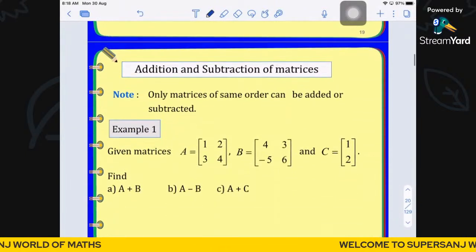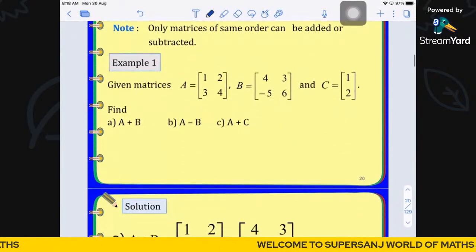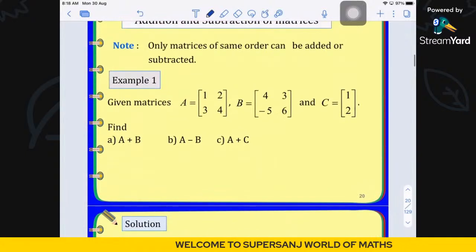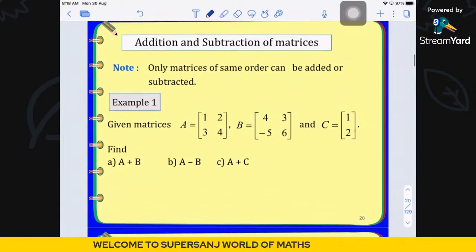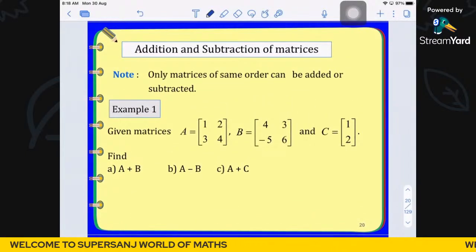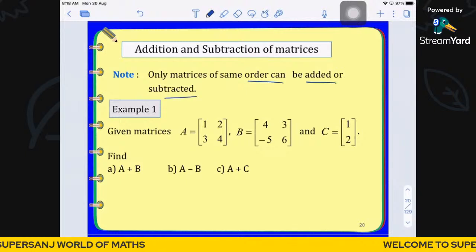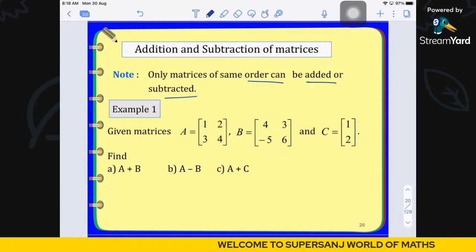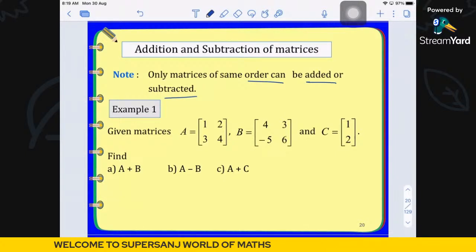Under addition and subtraction here, you can see that there are A, B, and C over there. So for A here, it is going to be 1, 2, 3, 4, plus B there, 4, 3, negative 5, and 6.